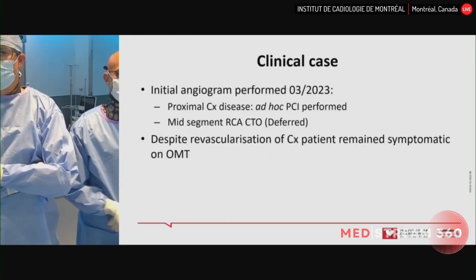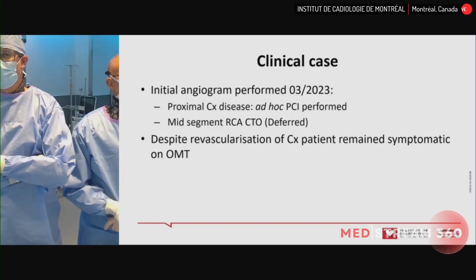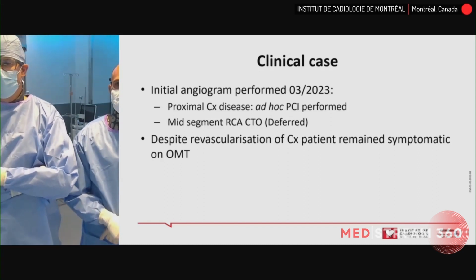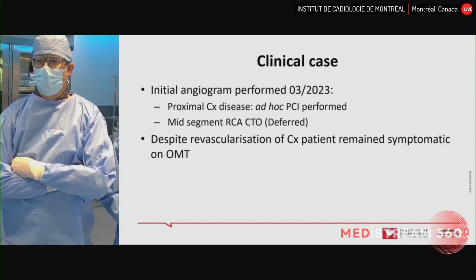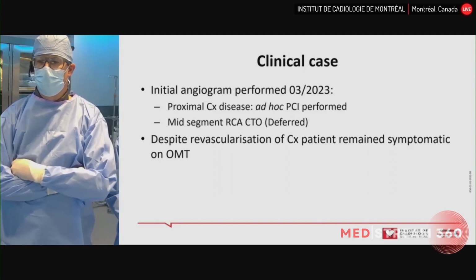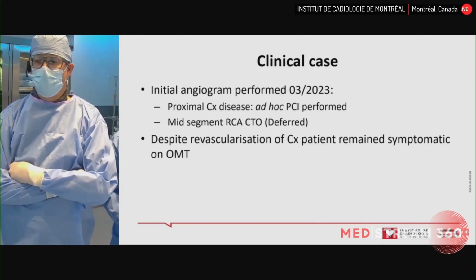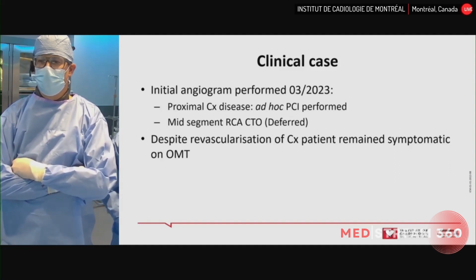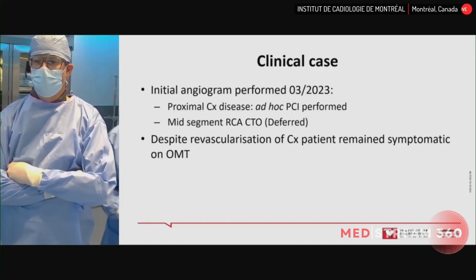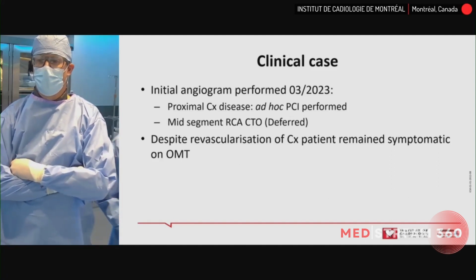Initially, we performed an angiogram in March of this current year that showed a proximal circumflex disease that was treated at that time, and also a mid-segment chronic total occlusion of the right coronary artery that was referred for a second stage treatment. The patient remained symptomatic despite the revascularization of the circumflex artery and the optimal medical treatment.